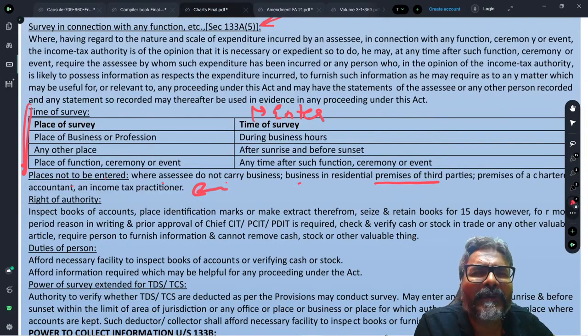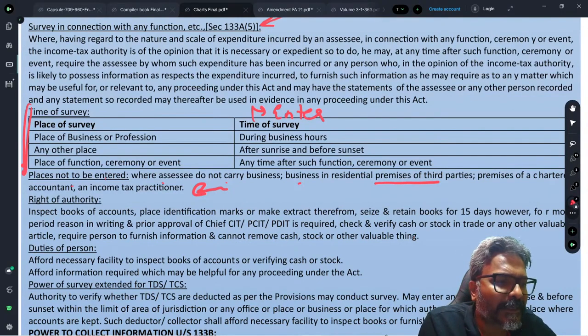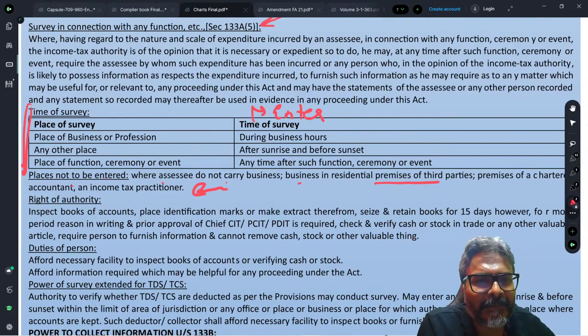In the case of COVID, there is work from home that is taking place. Because of the COVID, there is work from home taking place, and because of that reason, can they do the survey? Expected question for May 22 attempt.